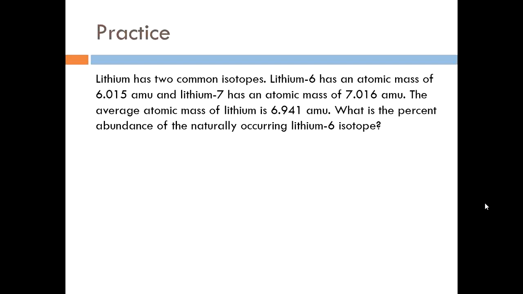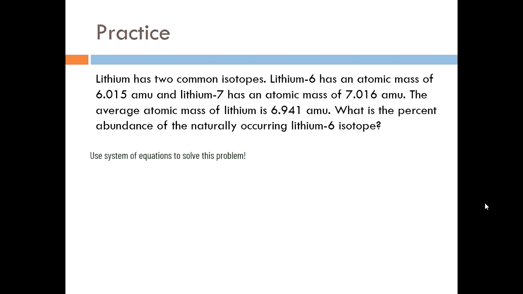Lithium has two common isotopes. Lithium-6 has a mass of 6.015 AMU. Lithium-7 has a mass of 7.016. The average atomic mass that's written on our periodic table is 6.941. What is the percent abundance of the naturally occurring lithium-6 isotope? So how do we solve this problem?